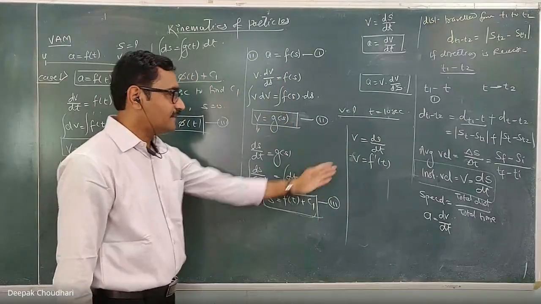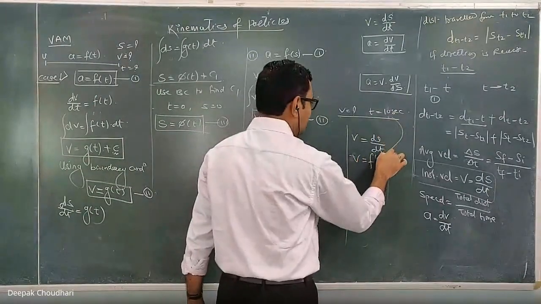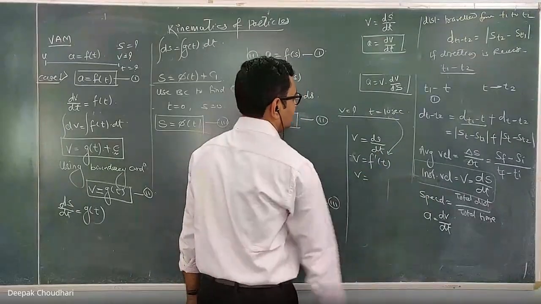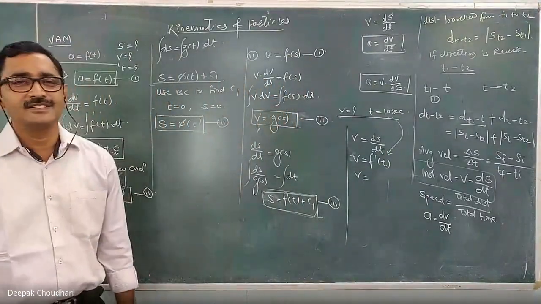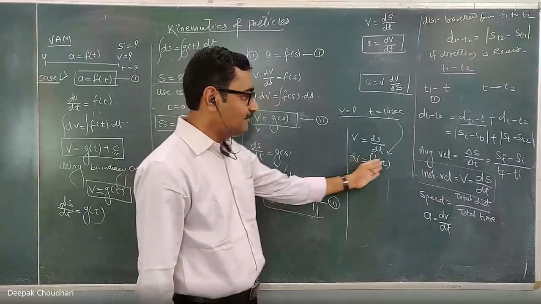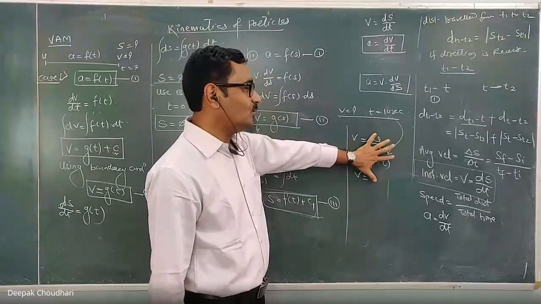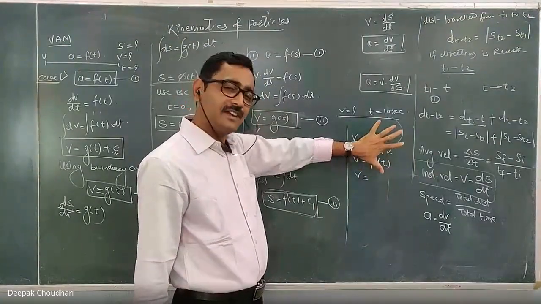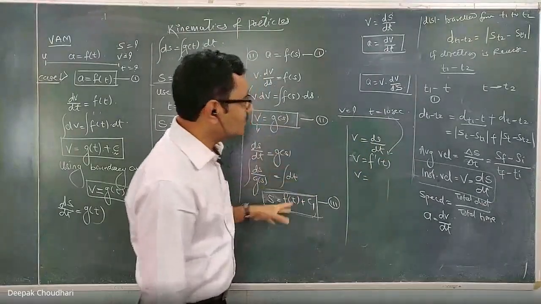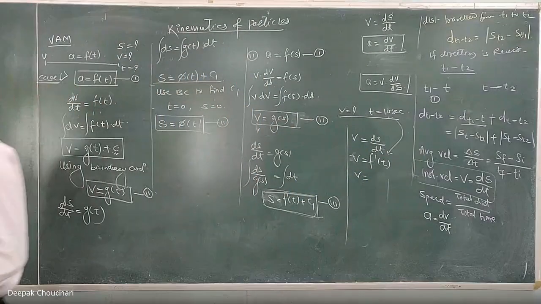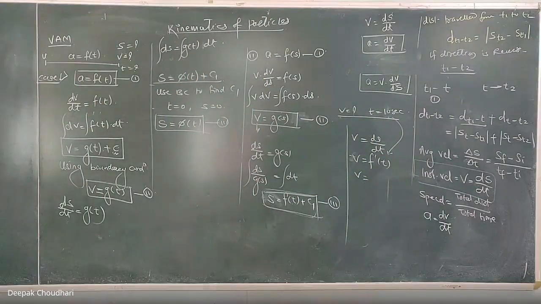Now substitute t equal to 10 seconds in this equation, and you will get the velocity. This is the direct relation between v and t. But no need to write down this. If required, you can do it, but with the help of these two equations only, we can get the answer. Any doubt?